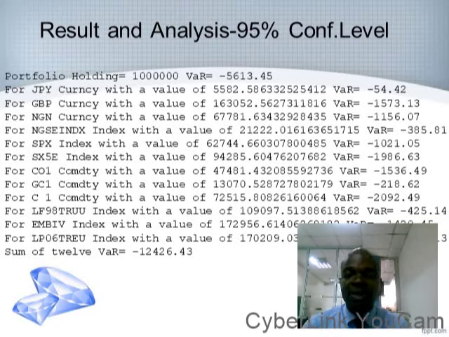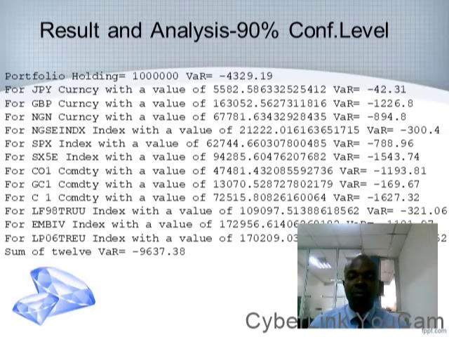At 95%, our portfolio holding had -5,613.45, while the combined asset has VaR of -12,426.43. For 90% confidence level, our portfolio holding has -4,329.19, while combined assets has -9,637.38. It is noteworthy to say that corn maintained the highest in terms of VaR.